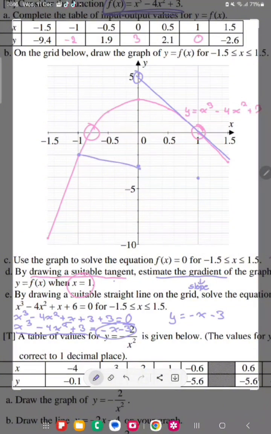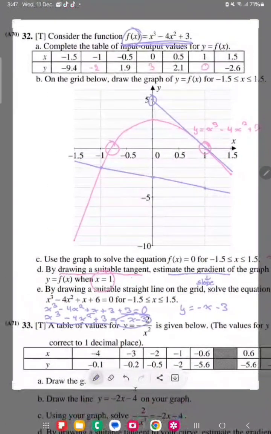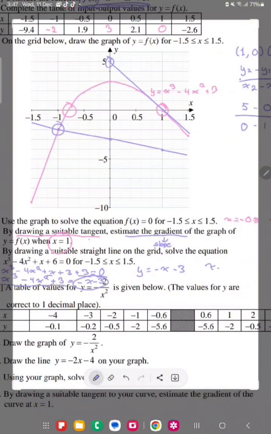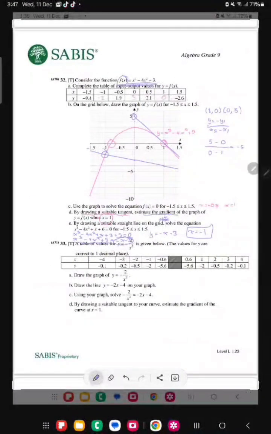Now just connect them as close as you can to each other and continue it. And then the solution is gonna be where they intersect with the pink line. They only intersect at one point, which is x equals negative 1. There's only one solution, which is x equal to negative 1.